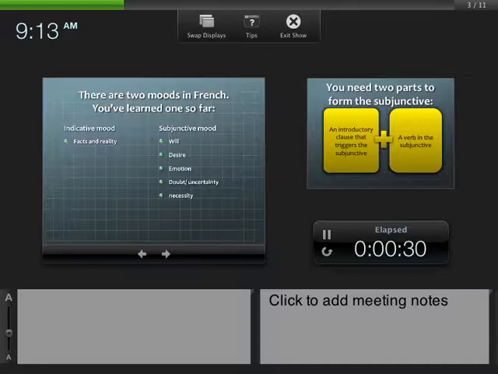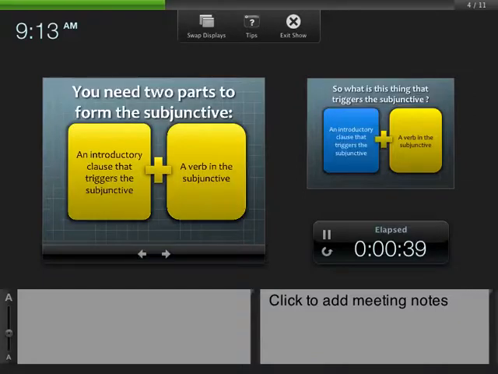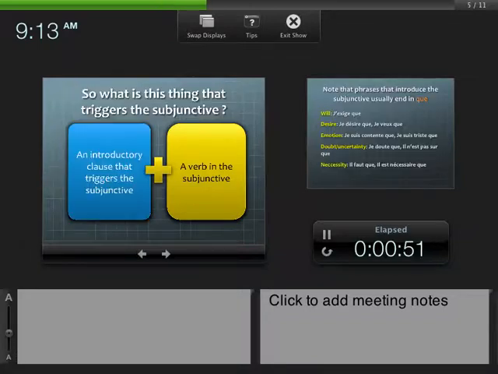desire, emotion, doubt and uncertainty, and necessity. You need two parts to form the subjunctive. First, you need an introductory clause that triggers the subjunctive. Then, you need a verb in the subjunctive. So what is this thing that triggers the subjunctive?